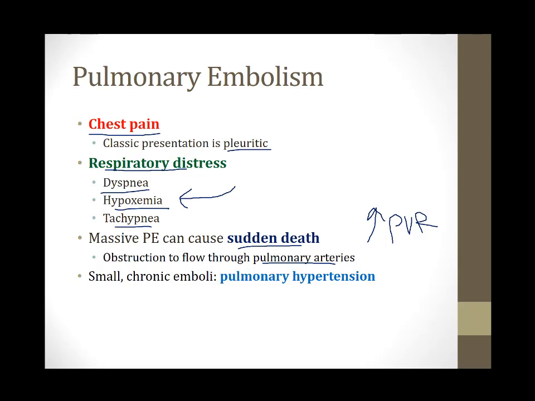Patients who have multiple small chronic emboli can sometimes develop pulmonary hypertension, and once again, what's happening is the pulmonary vascular resistance is going up from multiple pulmonary emboli, and that leads to pulmonary hypertension and can potentially lead to right heart failure over time.